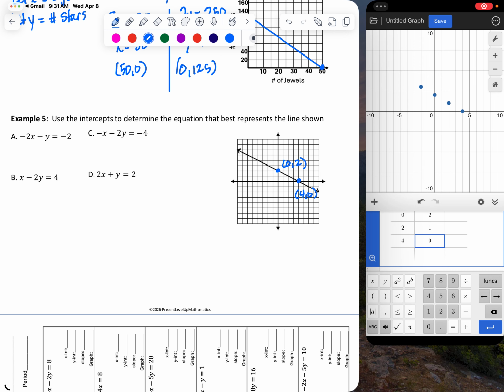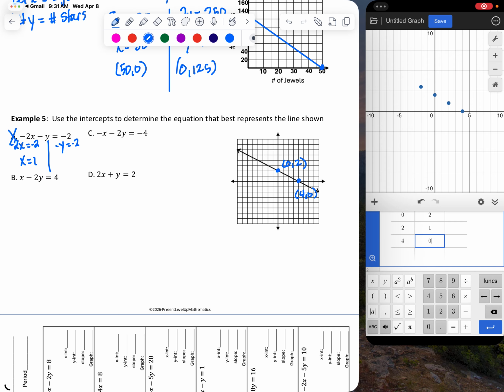So we're just going to check each answer choice to figure out which one has the same intercepts as the graph. So for answer choice A, I'll take negative 2x and make it equal to negative 2. And then negative y, make it equal to negative 2. So negative 2 divided by negative 2 would give me x equals 1. Well, that's not the correct x-intercept. We're supposed to have x equals 4. So I'm going to mark out A.